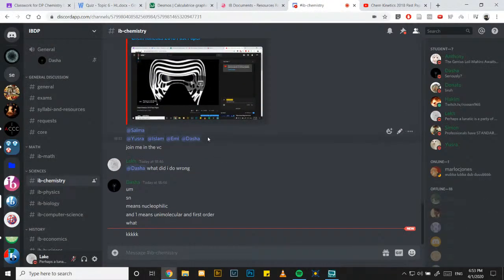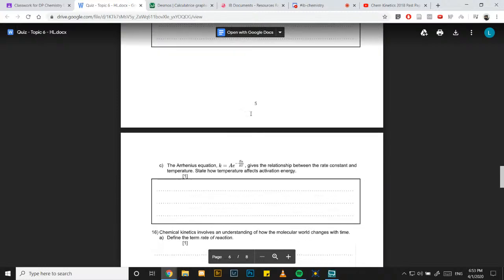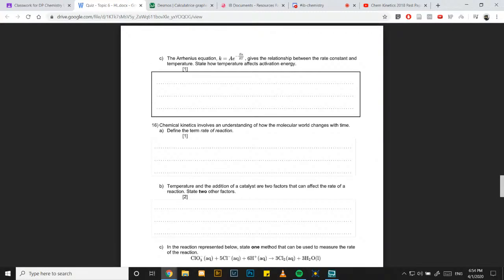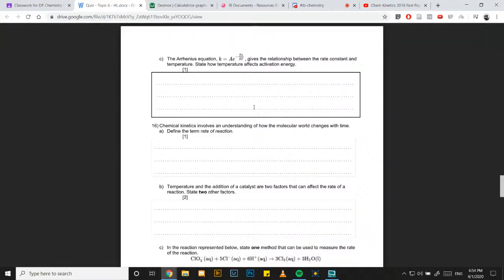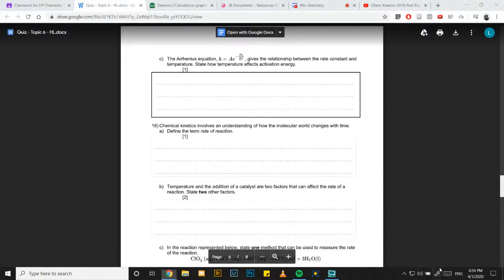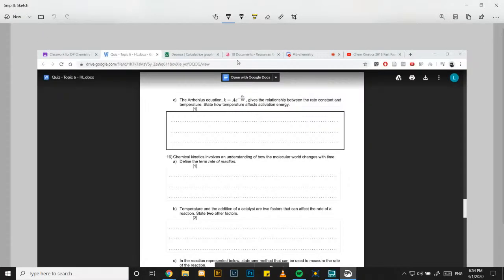Any other things said? Okay. So the Arrhenius equation, k equals A e to the power of negative activation energy over RT. Here's the relationship between the rate constant and temperature. The rate constant is k, the temperature is T, and the activation energy is Ea. What is the relation of temperature to activation energy? There is no relationship. The temperature does not affect the activation energy.